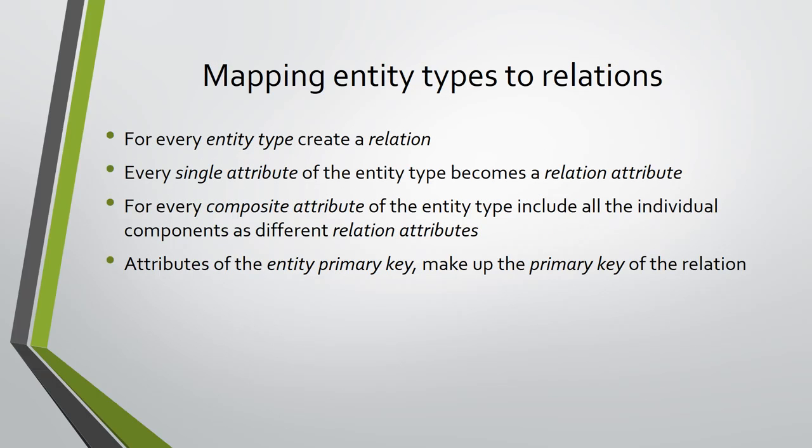Mapping entity types to relations is a very simple task. The steps are: for every entity type, we create a relation. Every single attribute of the entity type also becomes a relation attribute. The relational model does not have composite attributes. Therefore, for every composite attribute of the entity type we include all the individual components as different relation attributes. In this step, we lose the semantic information that these attributes are part of the composite attribute, but this does not have any consequences. The attributes that form the entity primary key make up the primary key of the relation.